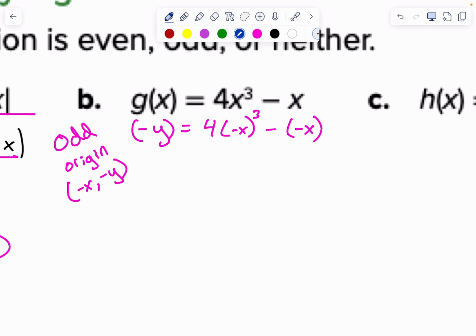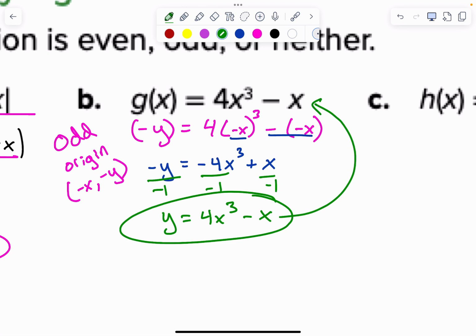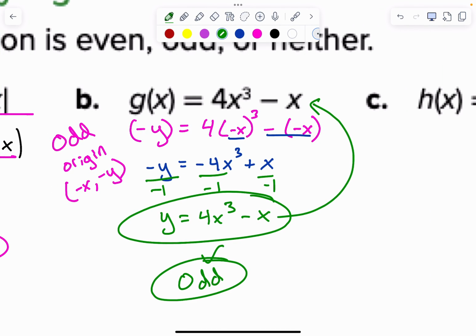Negative y is just chilling. What if I take negative x to the third power? It stays negative, so I'm going to throw the negative out front, so that's negative 4x to the third. And these two negatives are going to make a positive x. Does he return back to the original? Not yet. Divide by negative 1. If I divide everything by a negative 1, then he will be y equals 4x cubed minus x. Then he will, in fact, return back to the original, so he is origin symmetry, or he is odd.